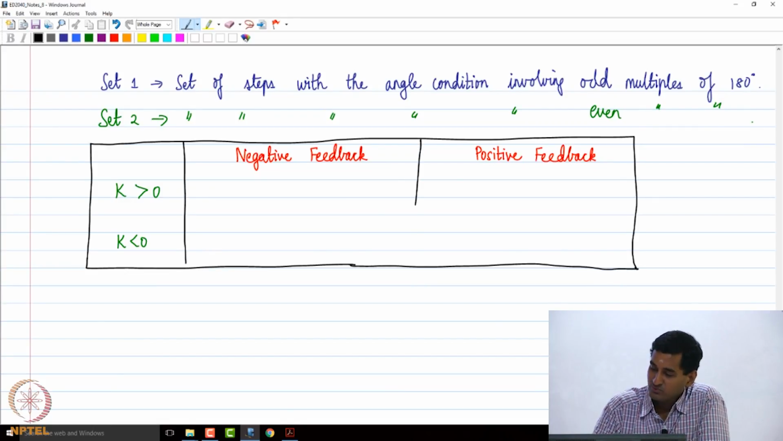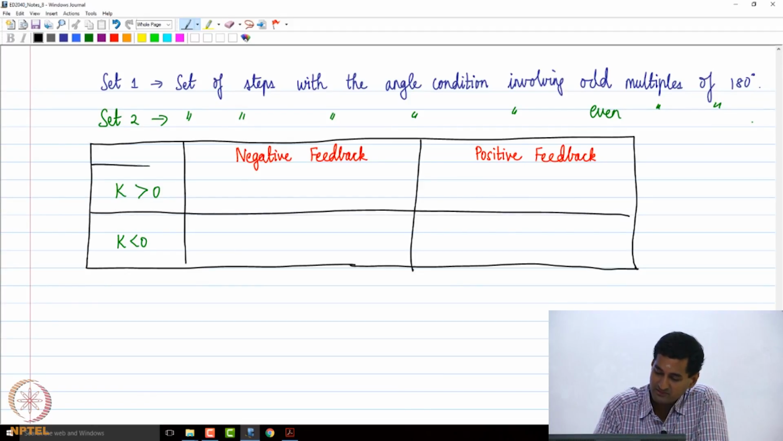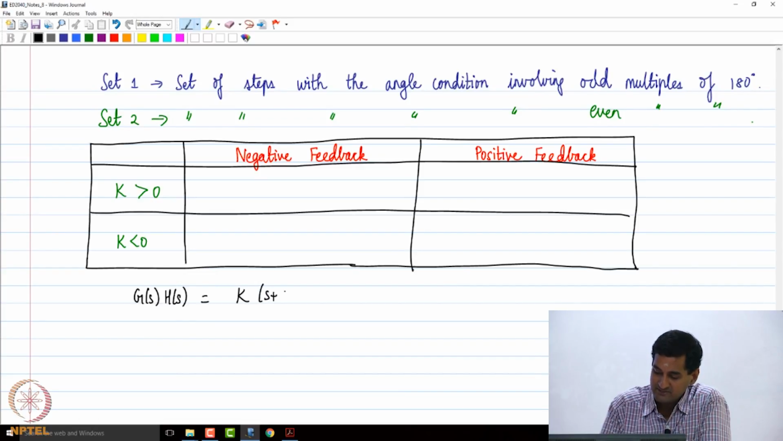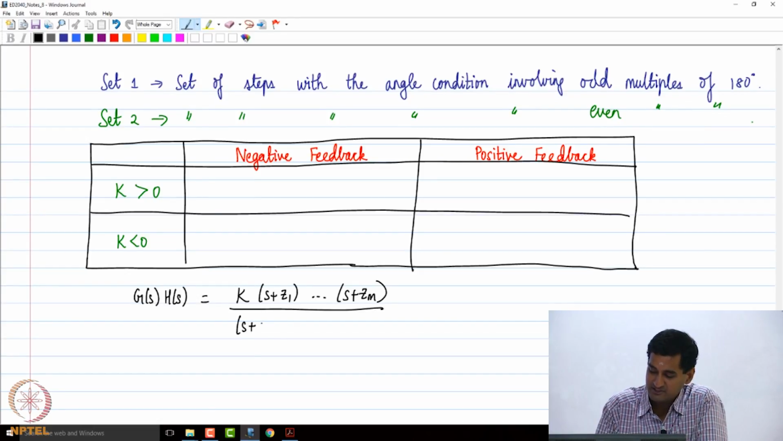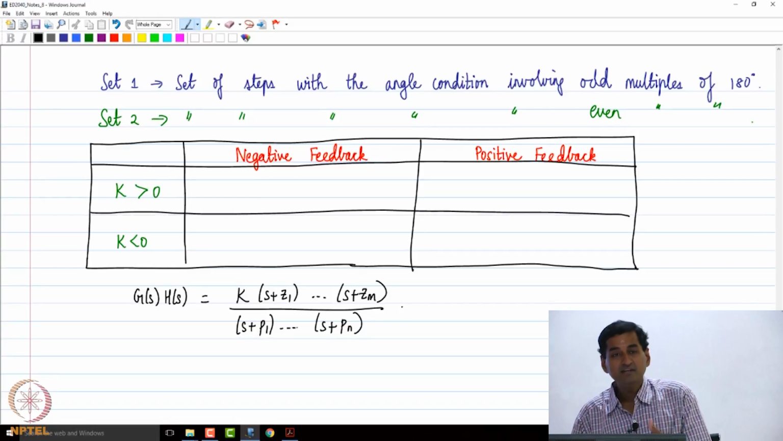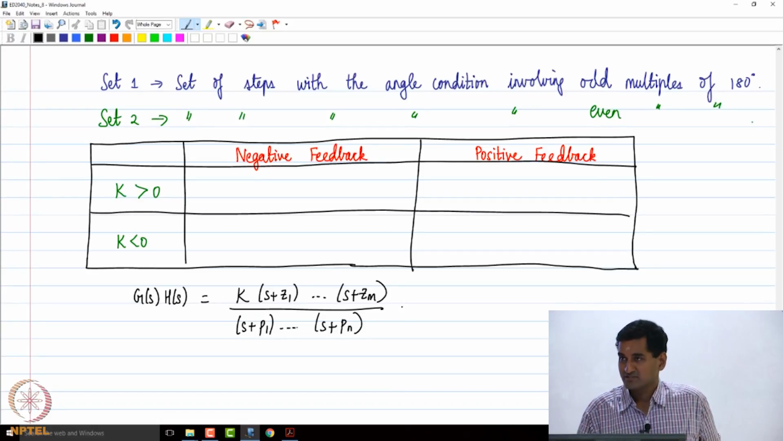So, what would be used for the case when we have negative feedback and positive k? Of course, please remember what k is. We should be in a position to write the open loop transfer function as k times (s plus z1) all the way till (s plus zm), divided by (s plus p1) all the way till (s plus pn), right. We should be able to express the open loop transfer function in this structure. Only then can we do all these steps, okay.